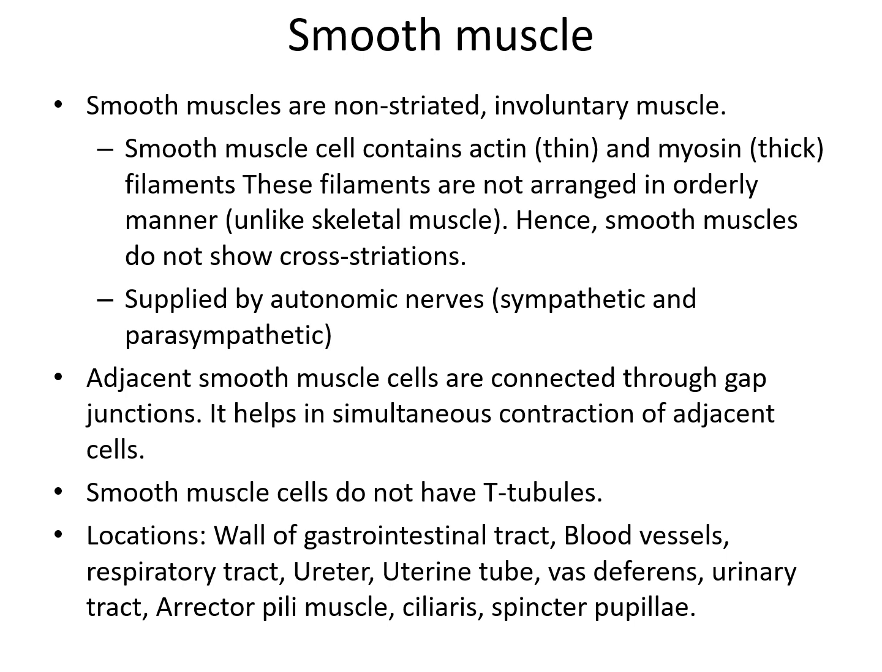They are supplied by autonomic nerves that include sympathetic and parasympathetic component, and the smooth muscles are connected through gap junction, means there is a space of about 40 to 80 nanometer between adjacent smooth muscle cells, and here we get the gap junction, and it helps in simultaneous contraction of adjacent cells, that is myogenic activity is possible.